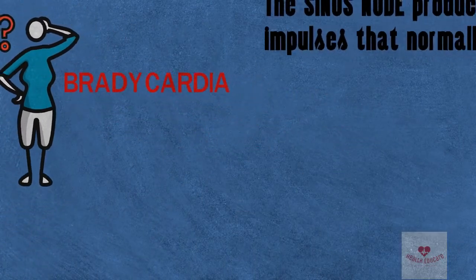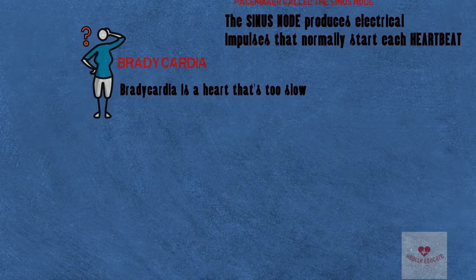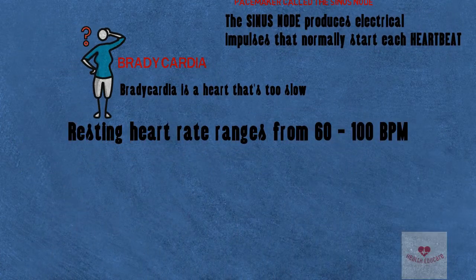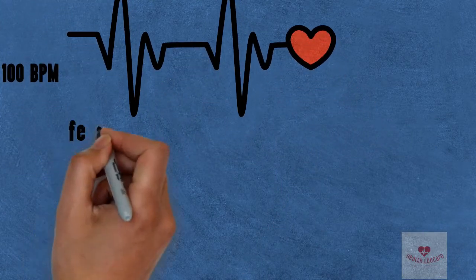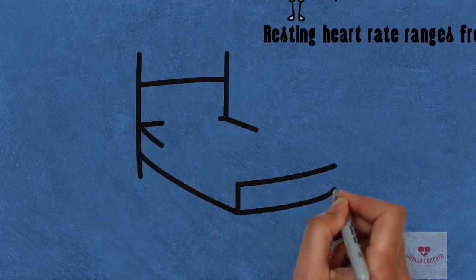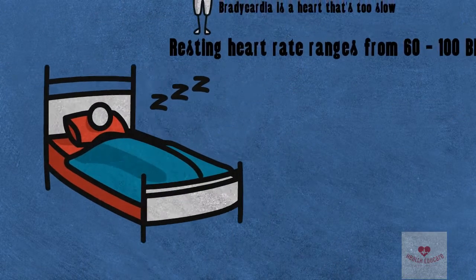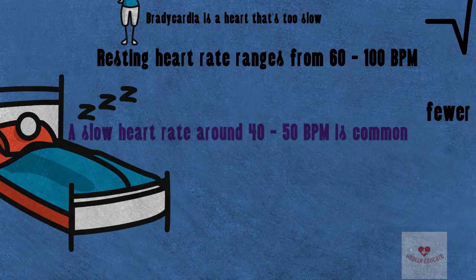What is bradycardia? Bradycardia is a heart rate that is too slow. A resting heart rate is within the range of 60 to 100 beats per minute. But when the heart rate is fewer than 60 beats per minute, it is called bradycardia. But there are exceptions. During sleep, a slow heartbeat with rates around 40 to 50 beats per minute is common and is considered normal. Bradycardia is often common in adults.